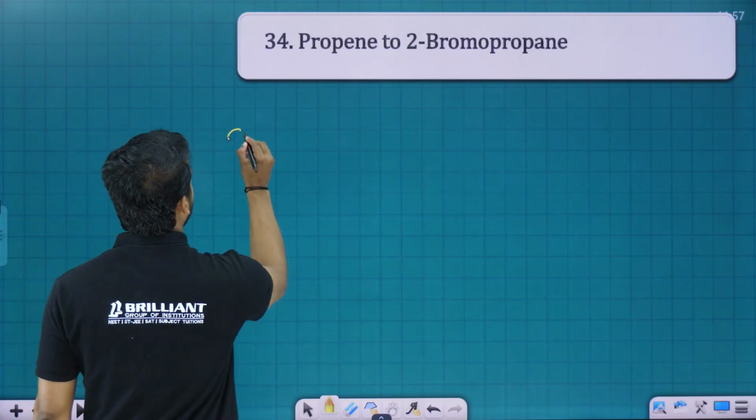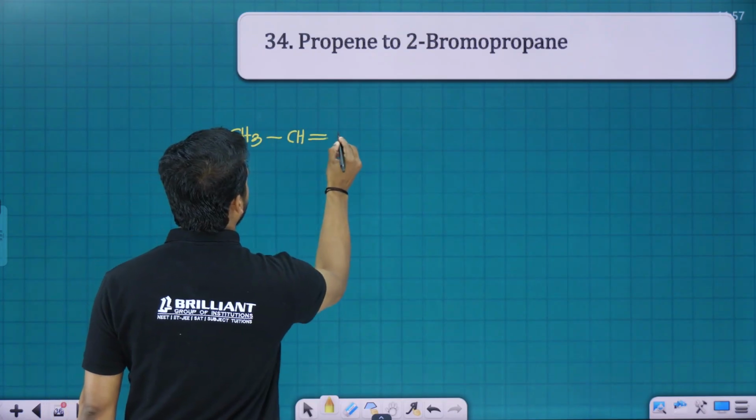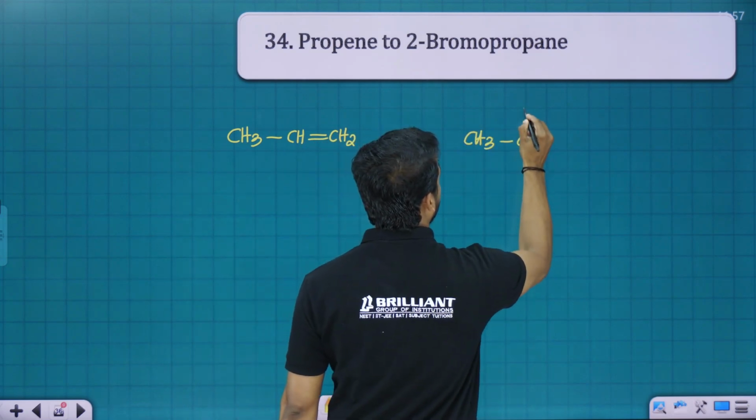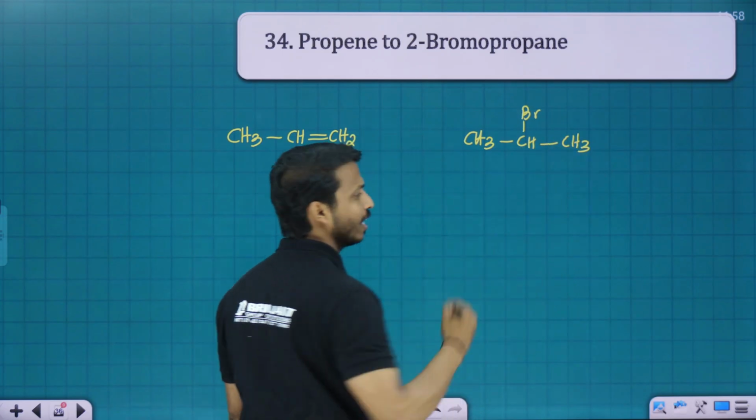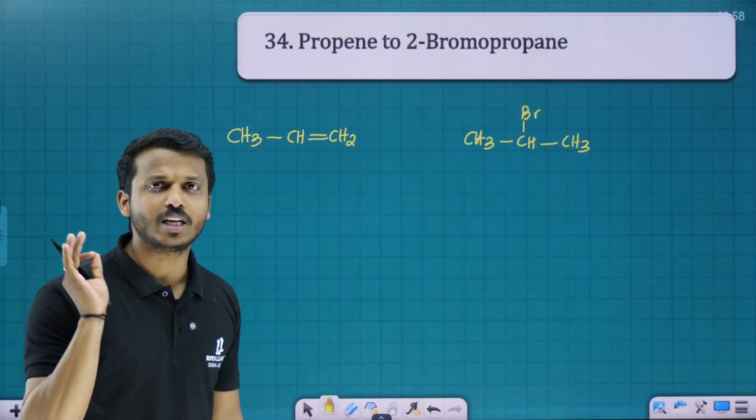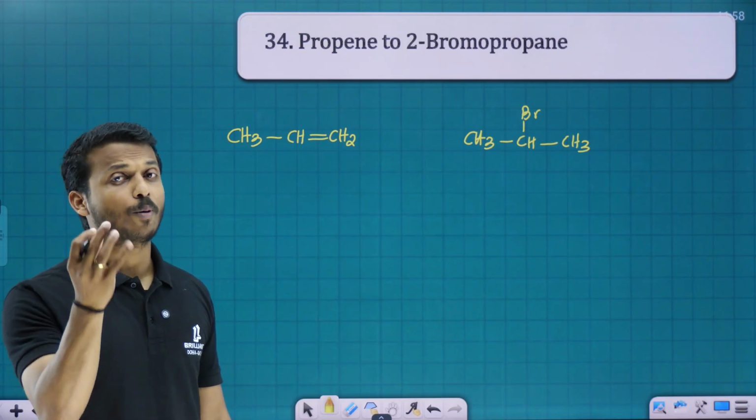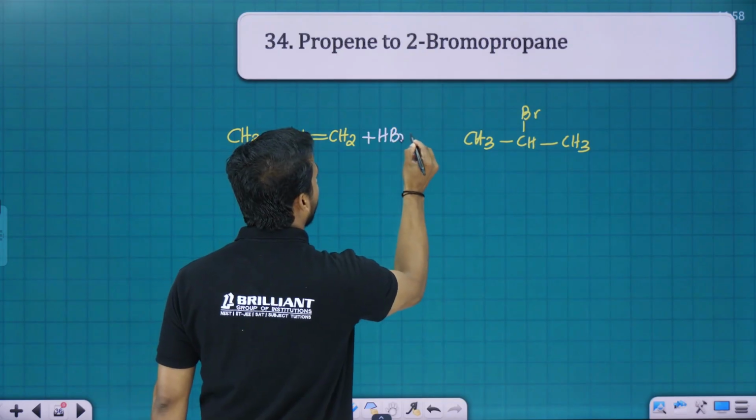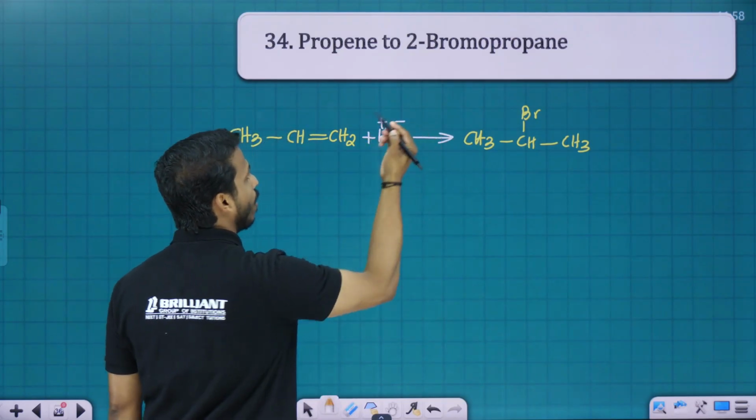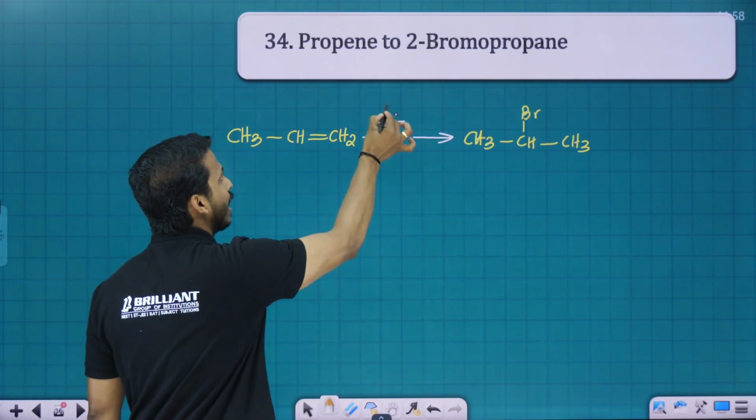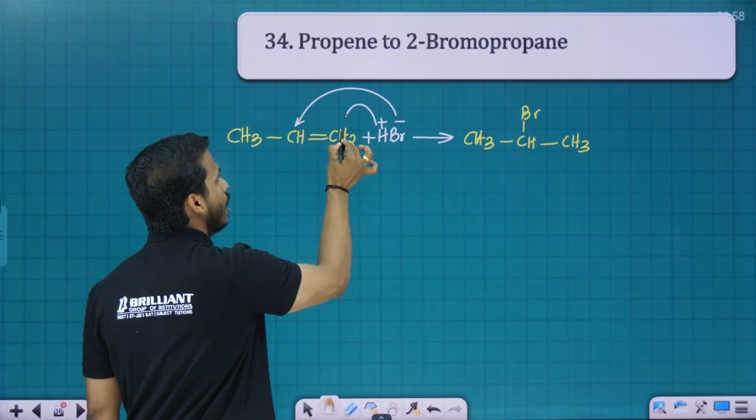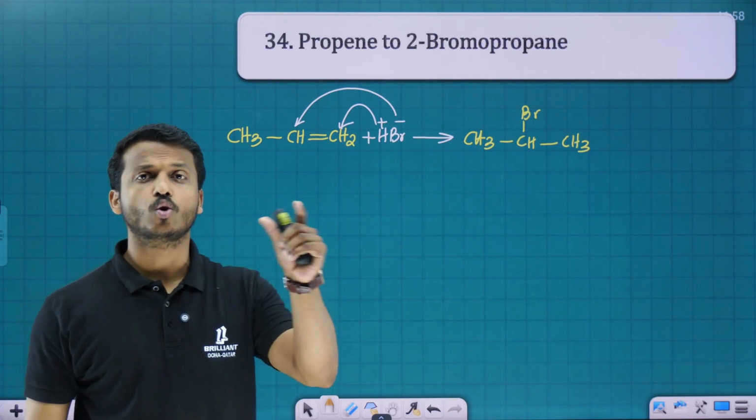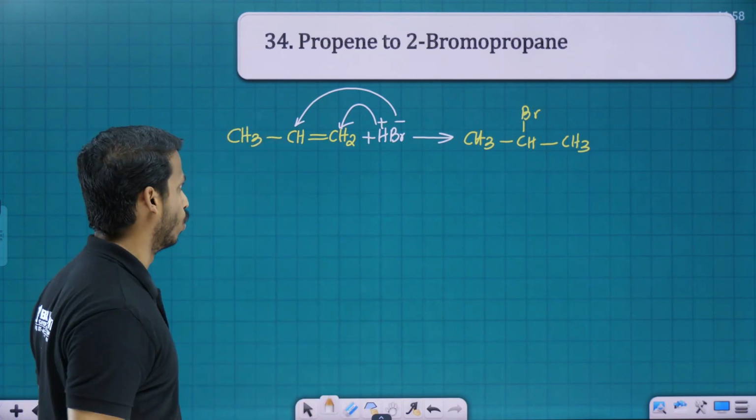Next one, how will you convert propene to 2-bromopropane? What is 2-bromopropane? Yeah, 2-bromopropane. Can you say, my dear, what reagent we need to add? I am using HBr without peroxide, which means Markovnikov's rule. What is Markovnikov's rule? The negative part goes to the carbon with less hydrogen, the positive part to the carbon with more hydrogen, and the product is ready. So if you want to convert propene to 2-bromopropane, apply Markovnikov's rule.